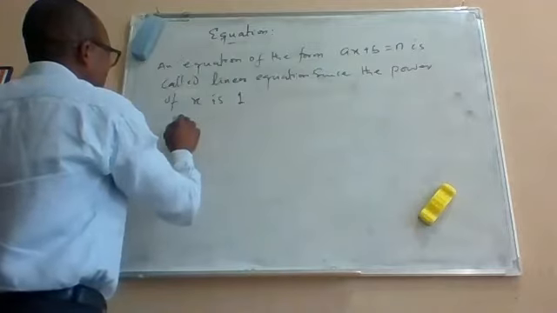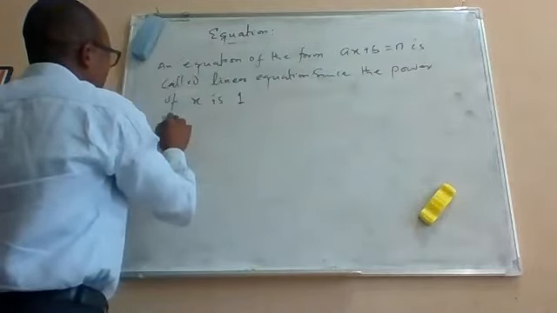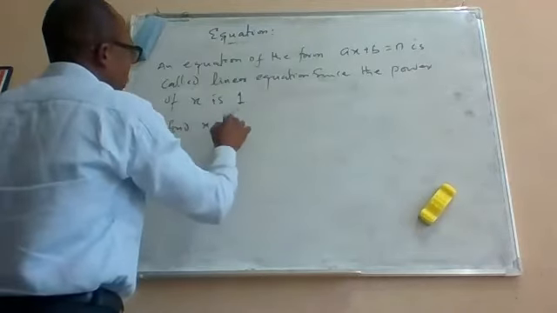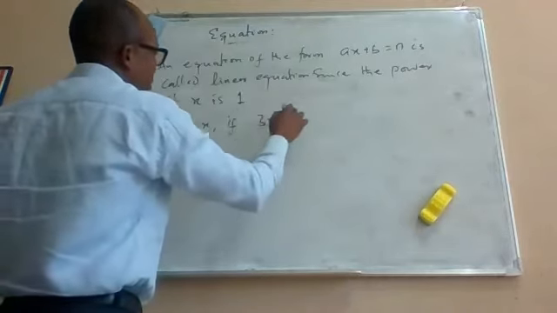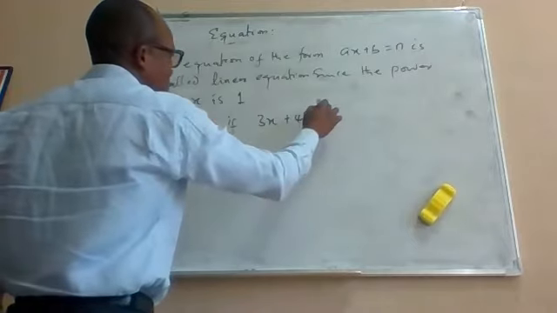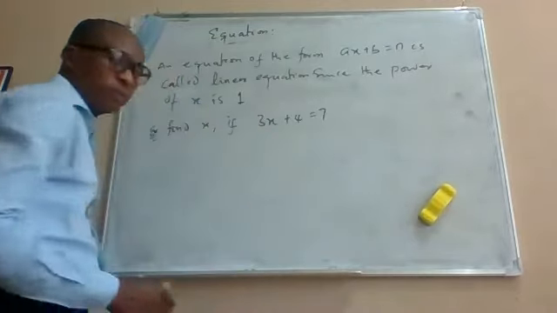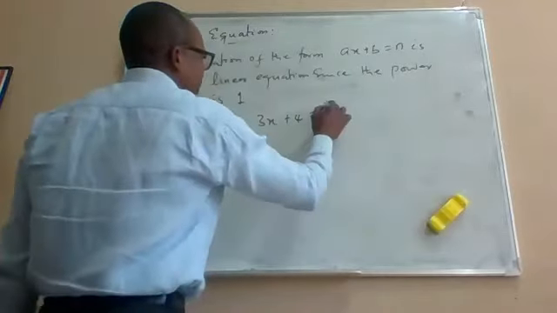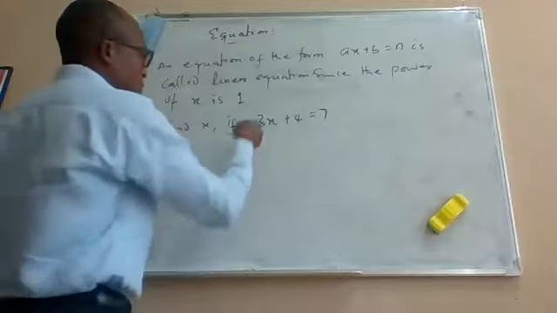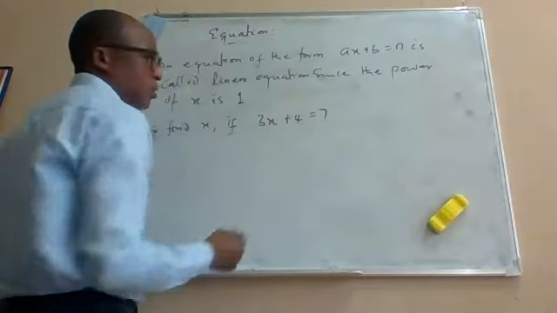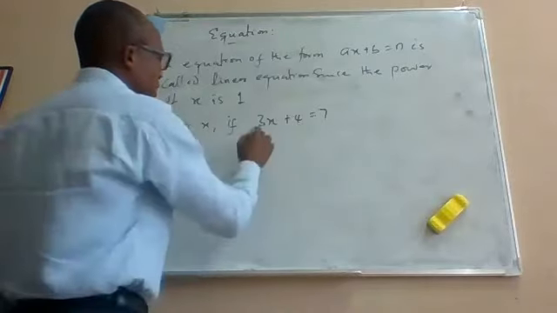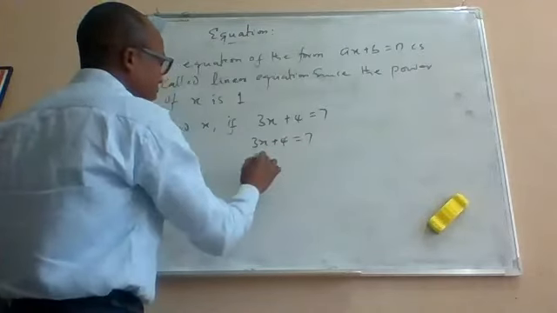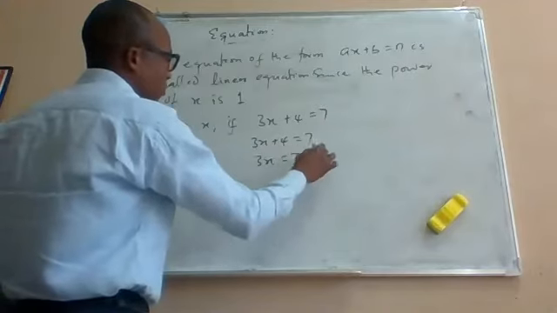So for example, I can say find x if 3x plus 4 is equal to 7. So what do we do? When you take anything across the equal sign, the sign will change. So we have 3x plus 4 equal to 7. Take 4 to the other side, so that this becomes 3x equal to 7 minus 4.